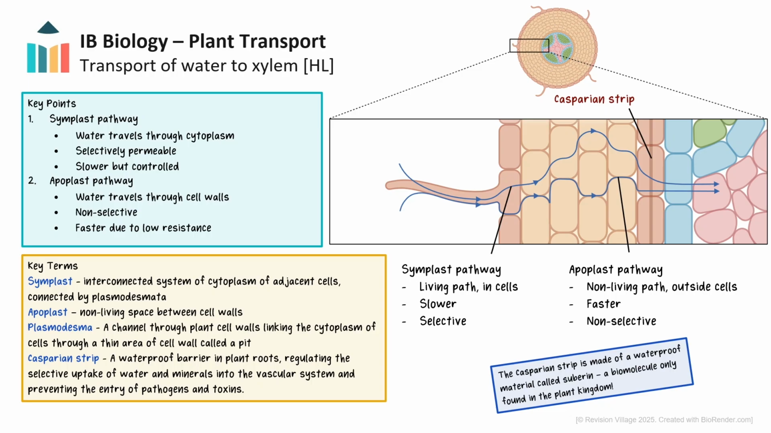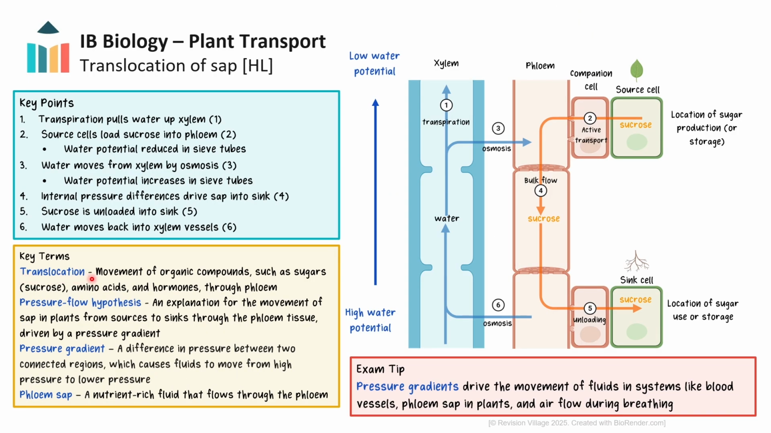This upward movement plays a crucial role in the next phase of transport, translocation, the movement of sugars and other organic compounds through the phloem. Translocation is the process where organic compounds such as sugars, amino acids, and hormones move within a plant through phloem tissue. The pressure gradient is essential for this process and is part of the pressure flow hypothesis, the widely accepted explanation for how translocation works.